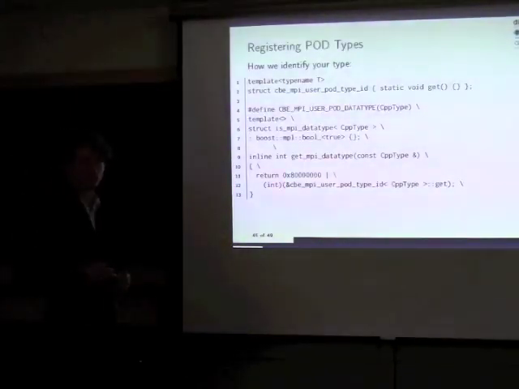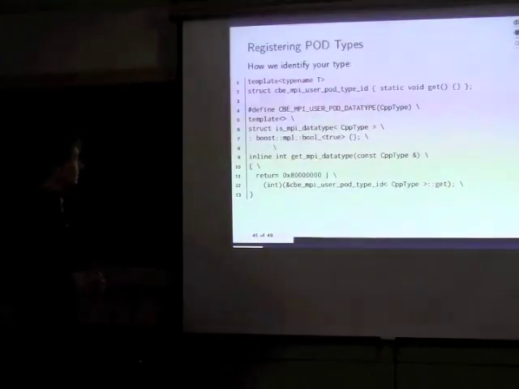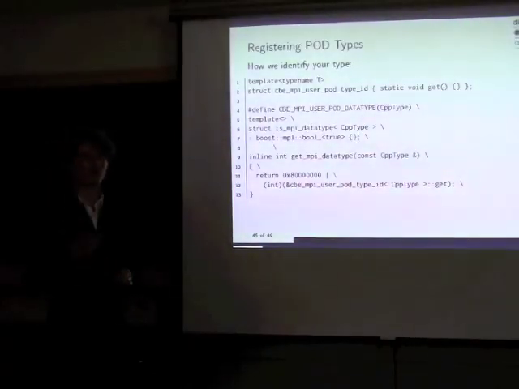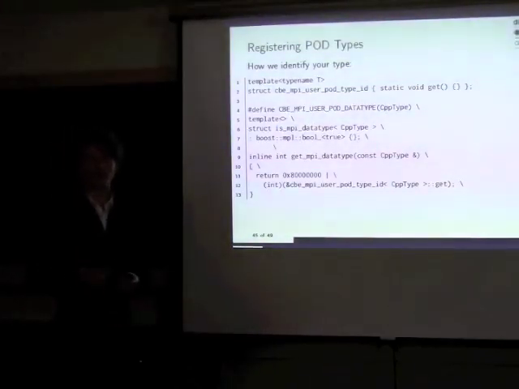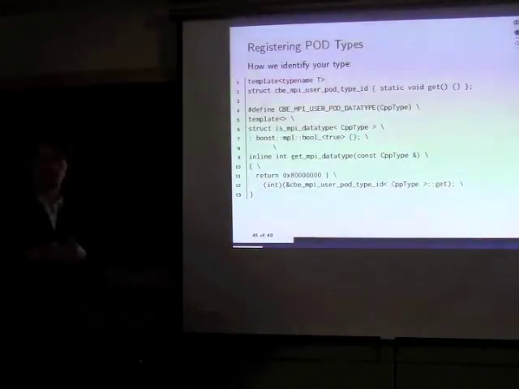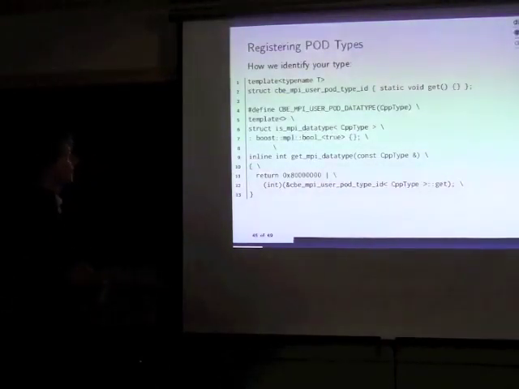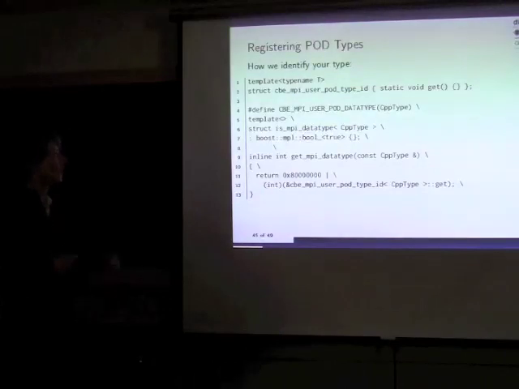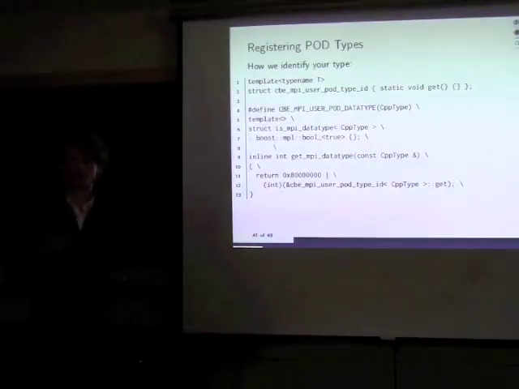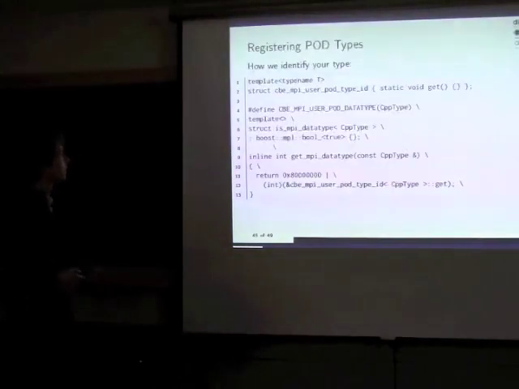Registering POD types is a little hack, I have to say. With the type you give us, we create a struct, and we take the address of the struct to identify the type. This works only if all SPUs execute the same code. If some SPU executes different code, this will not work anymore, since the address can be anything. But since the main programming model for us is to have all SPUs execute the same code, this works quite well too. So that's how we register POD types.